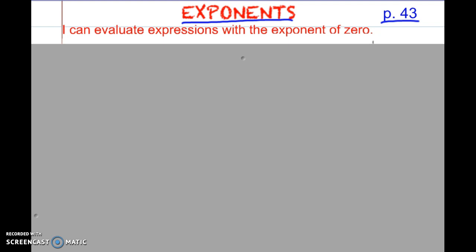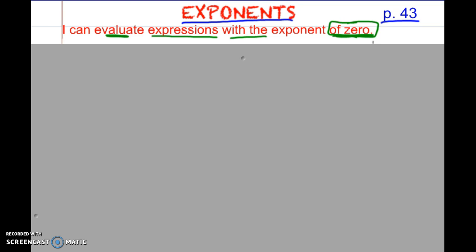Now that you've labeled page 43, you can read that the I can statement says I can evaluate, or give the value of, expressions with the exponent of 0. So we're going to take what we reviewed from page 42, evaluating expressions using exponents, but as we go through this, we're going to concentrate on the exponent of 0.